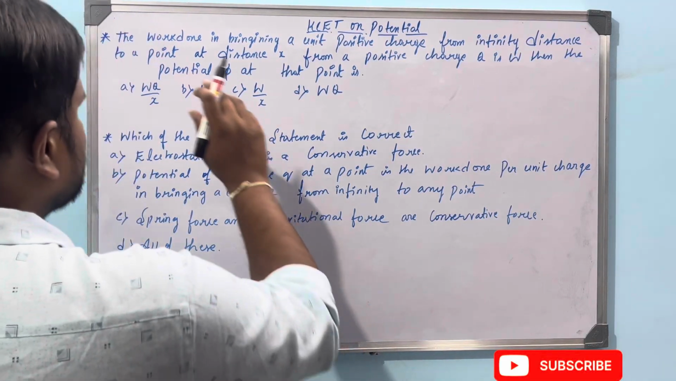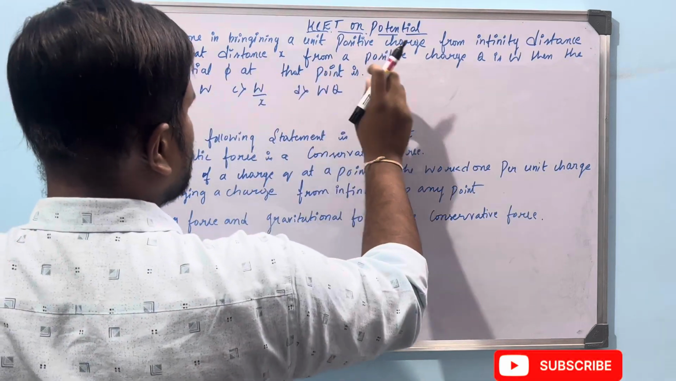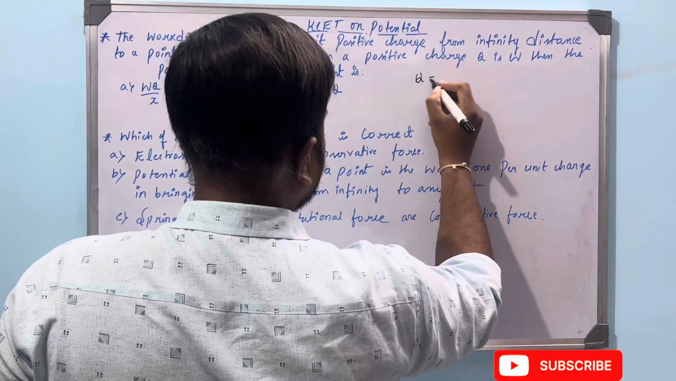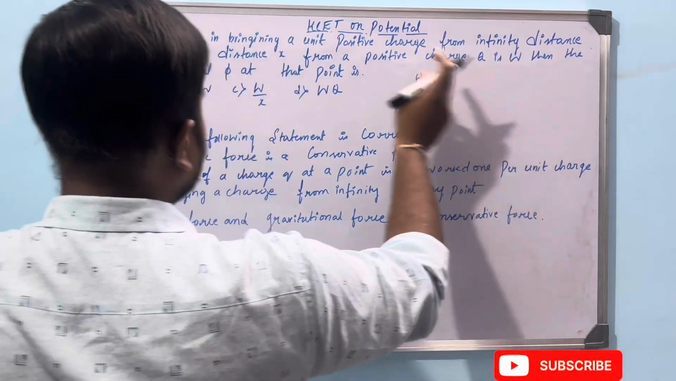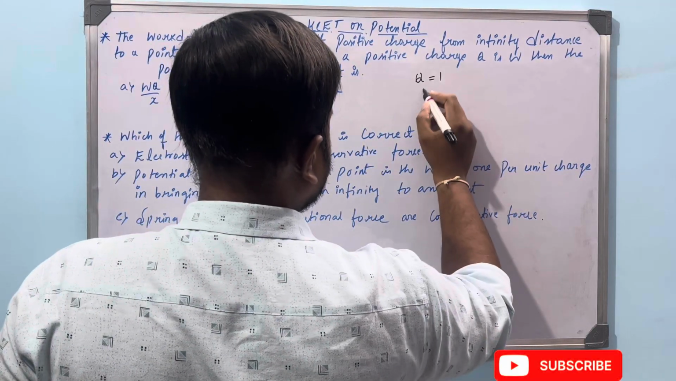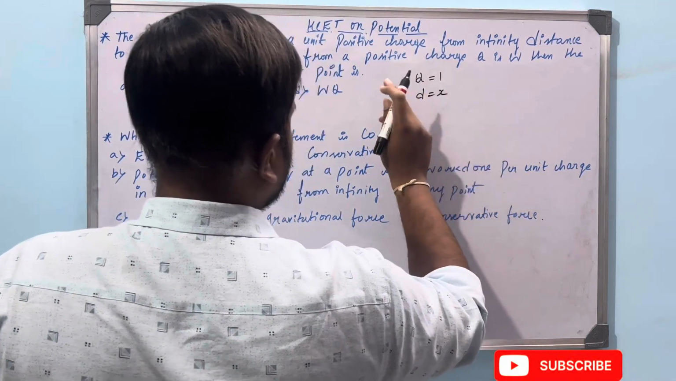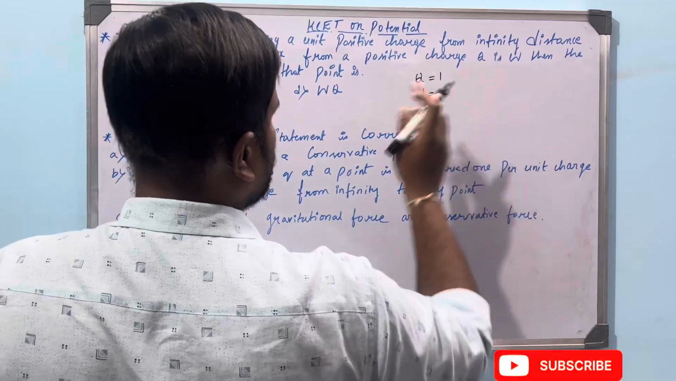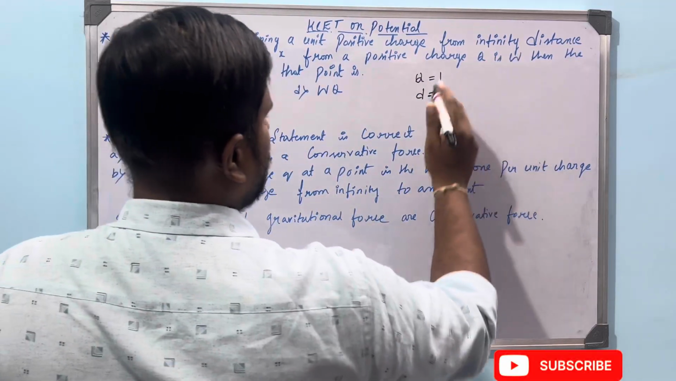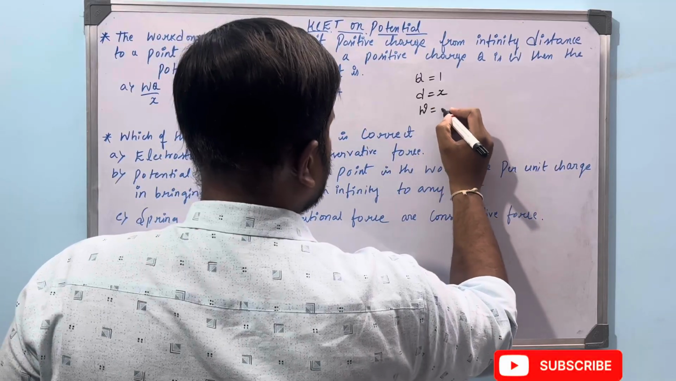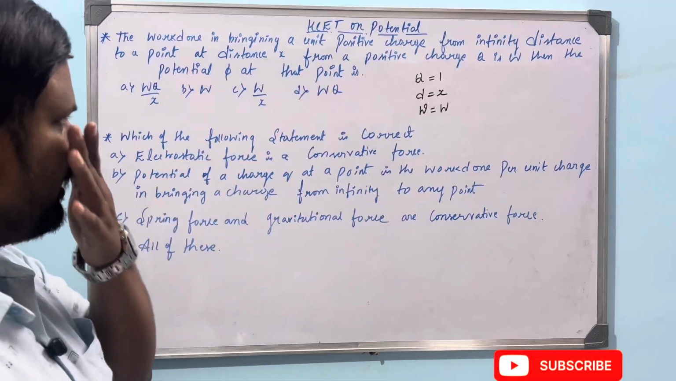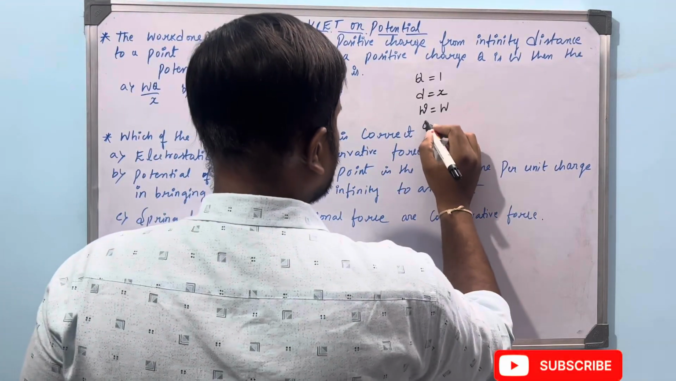Here they are saying the work done in bringing a unit positive charge. Unit positive charge means the charge value is 1, from infinity to the point at distance x from a positive point charge q. The work done is W. Then the potential phi at that point is, so we need to calculate the potential phi.